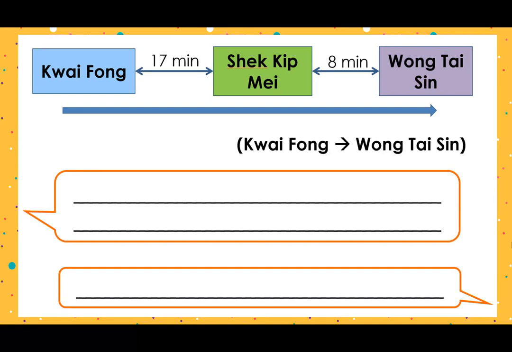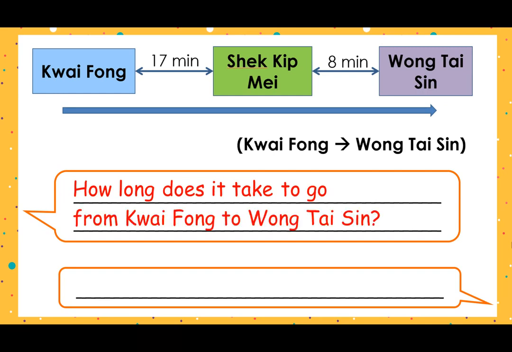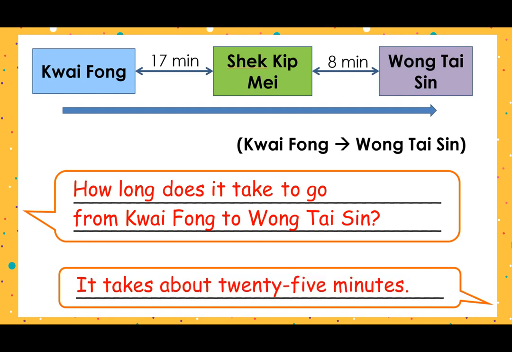Let's see if you've got them right. The question goes like this. How long does it take to go from Kwai Fong to Wong Tai Sin? Question mark. And the answer should be, it takes about 25 minutes. Good job, everyone.